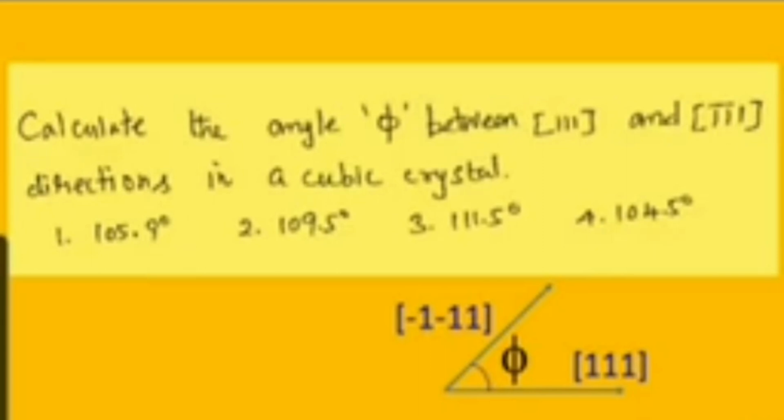Let us assume this direction is the triple one direction, or [111] direction. Similarly, let us assume this direction is the [1̄1̄1] direction. What we have to do is find the angle between the [111] direction and the [1̄1̄1] direction. The angle between these two directions, we refer to as phi in this case.